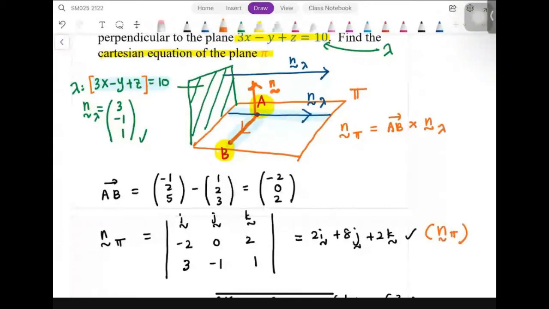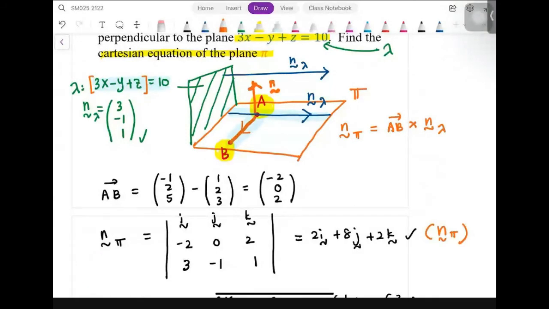Okay. Nak buat terbalik boleh. Nak buat DA cross dengan normal lambda tadi. Tak ada masalah. Nak buat normal cross dengan AB, normal cross dengan DA. Yang cross tu siapa cross siapa tak kisah. Awak still akan dapat normal vector. Dia tak kisah yang tu.